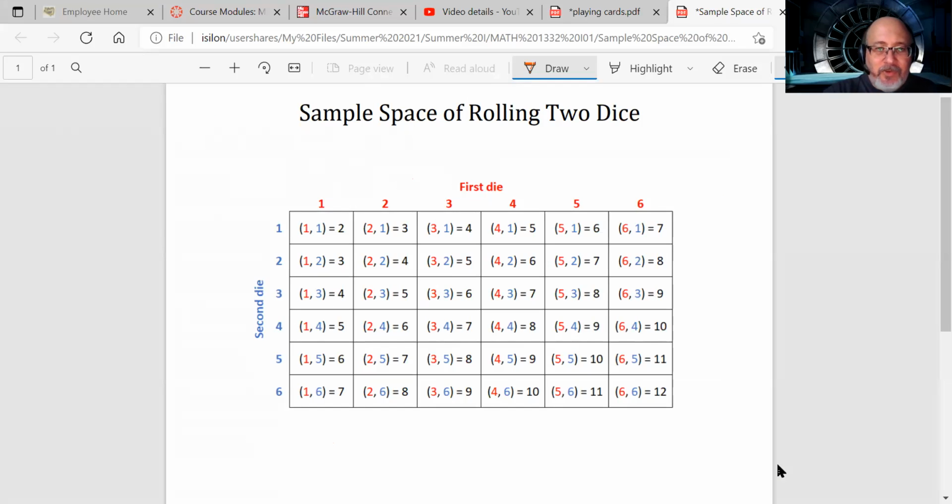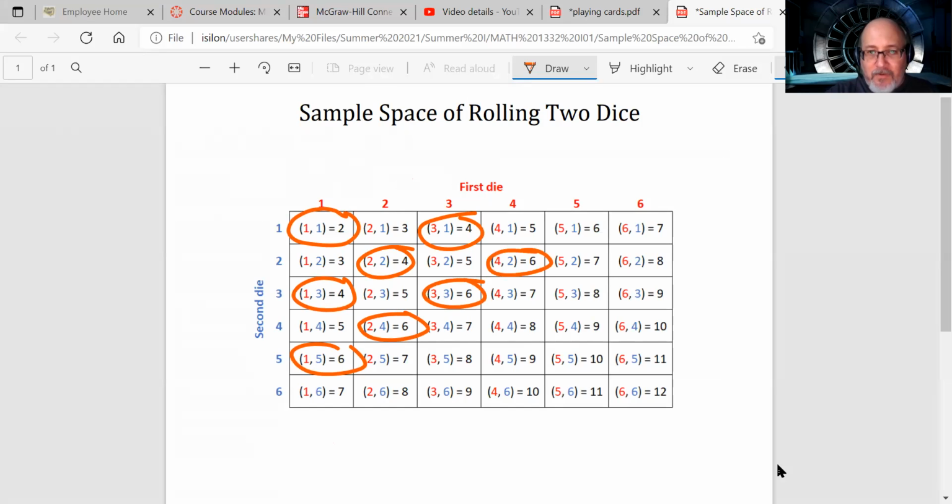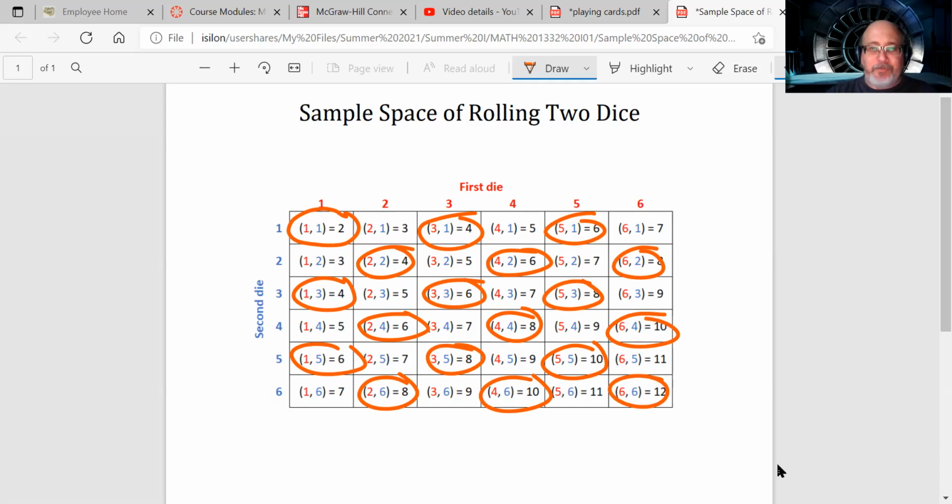Well, 2 is even, 4 is even, so here's all the 4s. 6 is even, so here's all the 6s. 8 is even, here's all the 8s. 10 is even, and 12 is even. And that is 18 of them, which makes sense because if you look at each column, it has 3 even sums and 3 odd sums. So if each column has half even sums, then the whole table has half even sums.